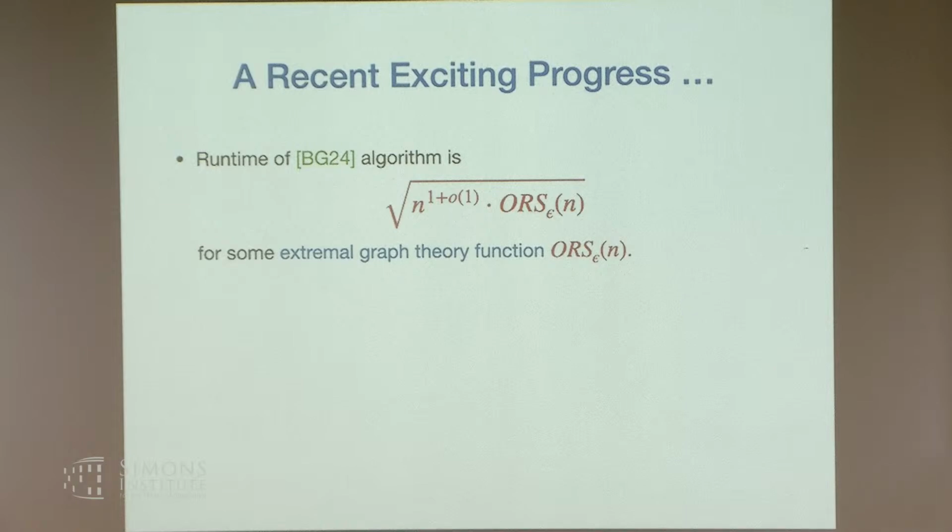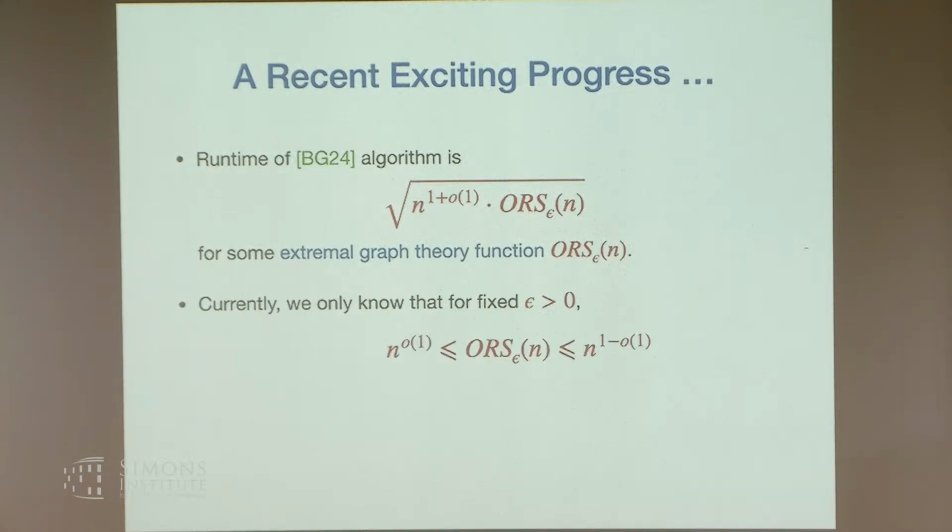In fact, the runtime or the update time of their algorithm is square root of n times some parameter that for now I'll just call ORS. It's a function of n and epsilon. It's a well-defined mathematical function. It's from extremal graph theory. For now, let's stick with this. Some of you have heard of what ORS is. I will define it shortly, but for now, it's this. Okay. So this is the bound they'll get.